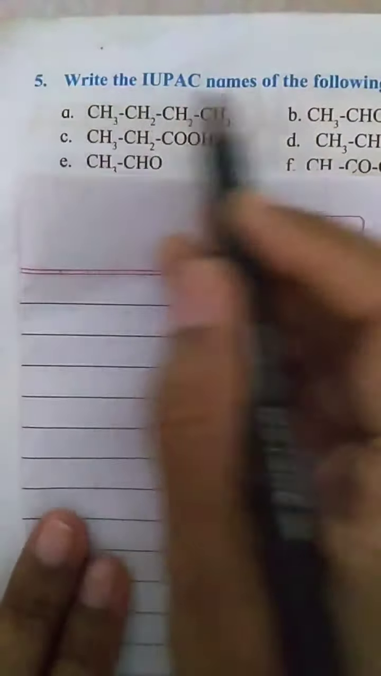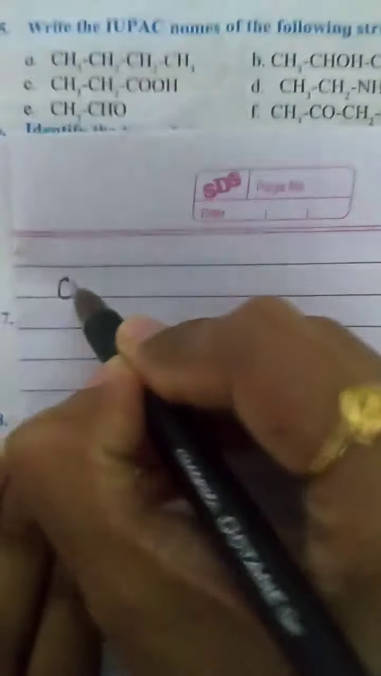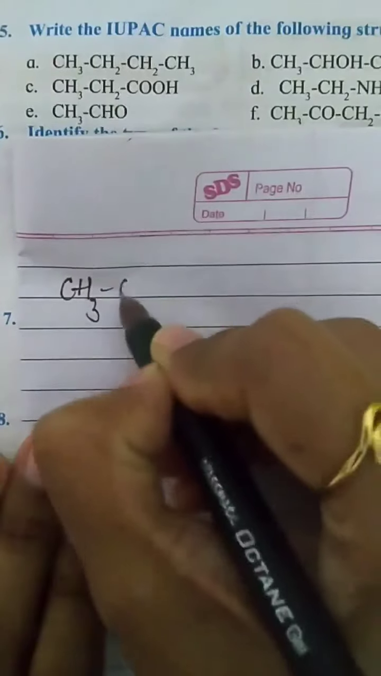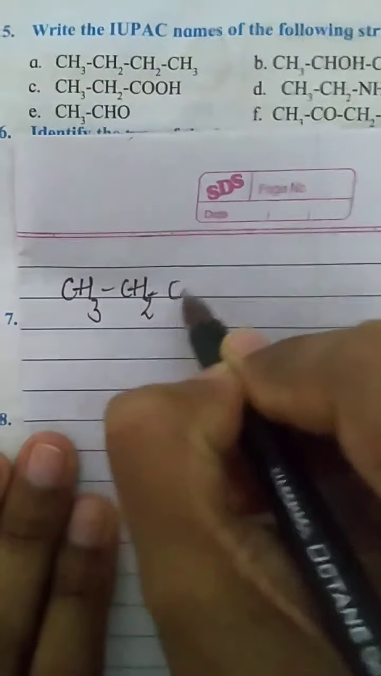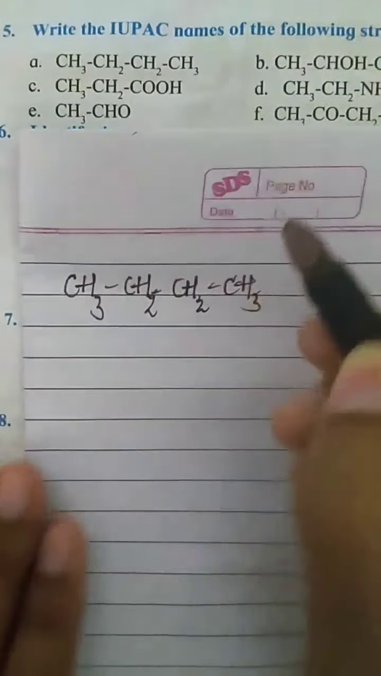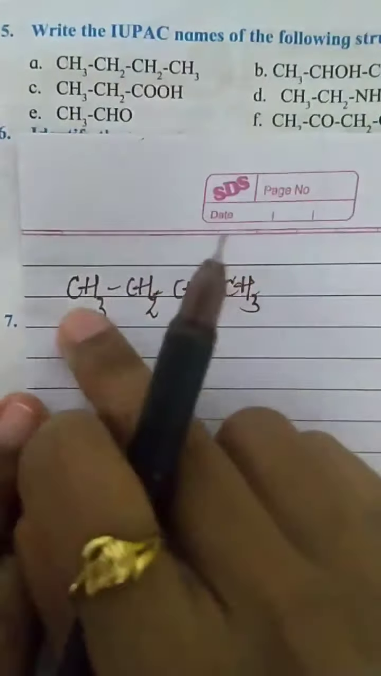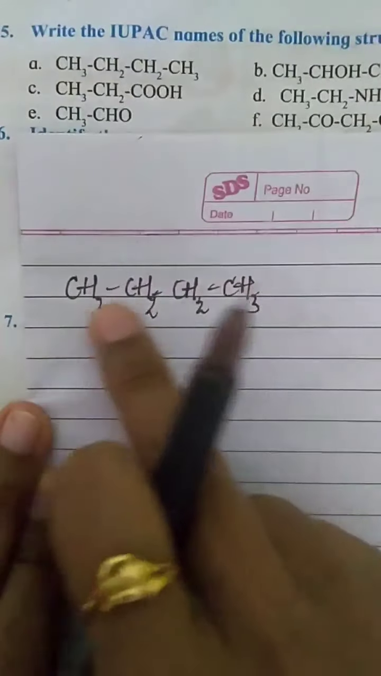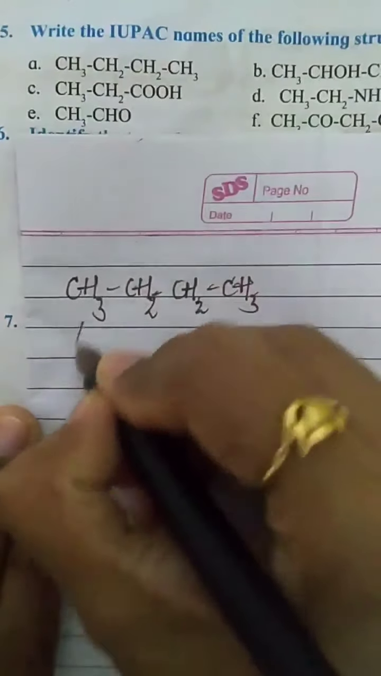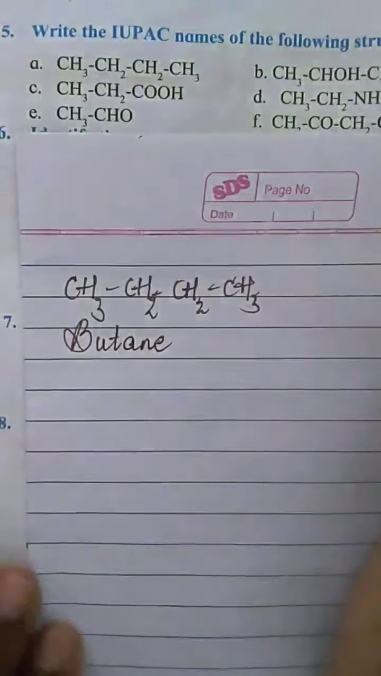Okay, now let us go through the practice exercise question. Write the IUPAC names of the following structure. Here we will draw the structure properly. First example is CH3, CH2, CH2, CH2, CH3. Here no double bond, no triple bond, no substitute. Just this is an alkane. Methane, ethane, propane, butane. Without any other thought, write butane as the name.